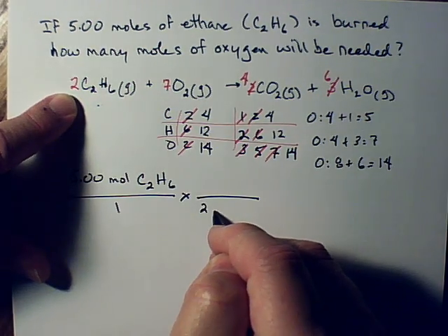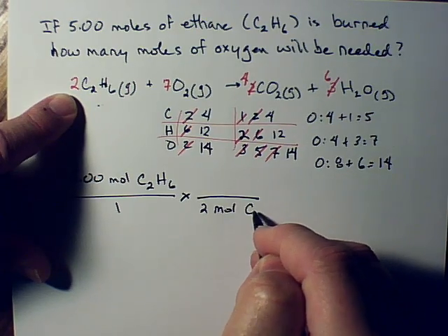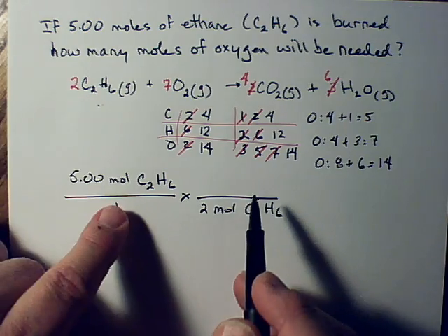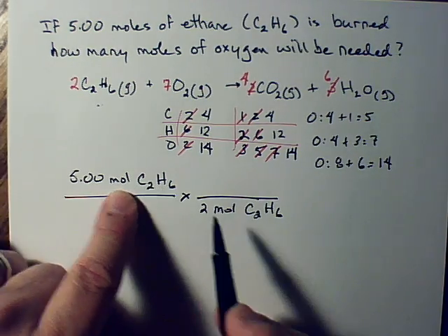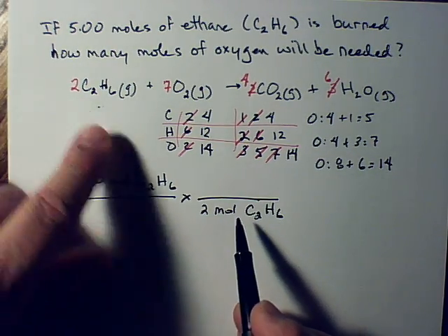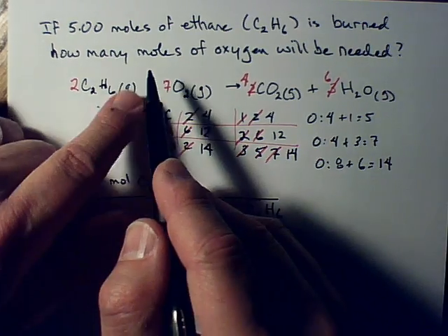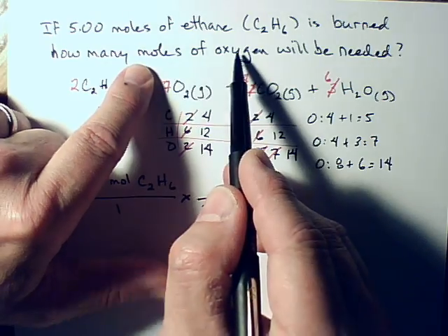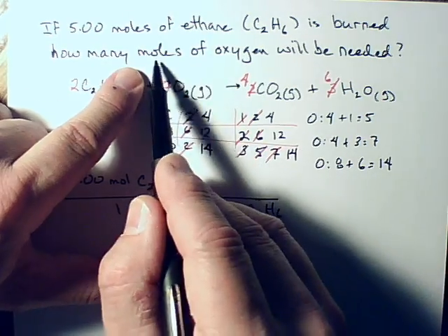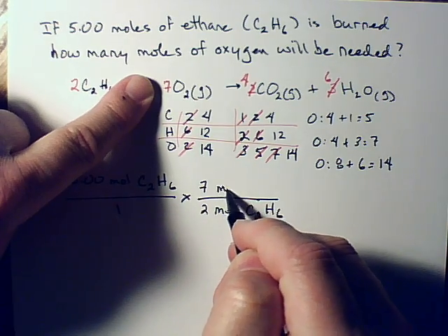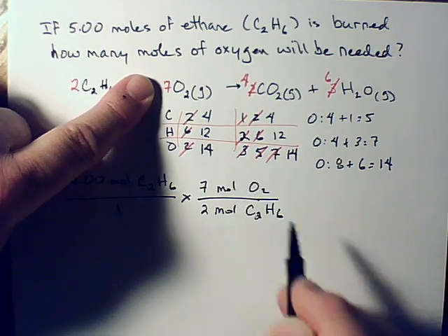So 2 moles of C2H6. We want to match the units and species here with what we put on the bottom here, and that's how we did it. And on the top, we want the species we're trying to find. In this case, we're trying to find moles of oxygen. There's the species. That's the unit we want. So we have 7 moles of oxygen here.